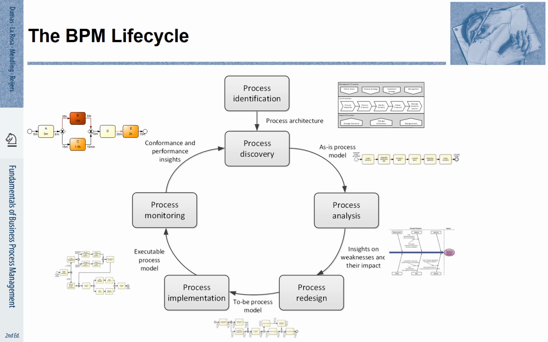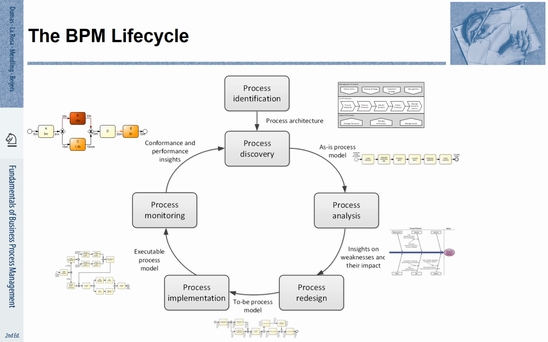An individual process can be made subject to the cycle at the lower part of this figure. First, process discovery comes up with an as-is process model that describes the process how it currently is. This is the basis for process analysis that tries to identify weaknesses and their impact on the performance of the process. With these insights, the process can be redesigned. The output is a to-be process model. This to-be process model can be implemented.